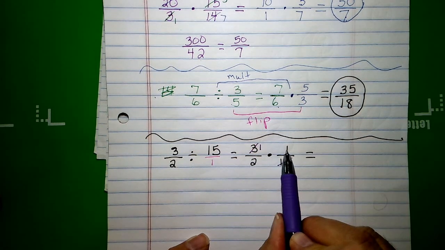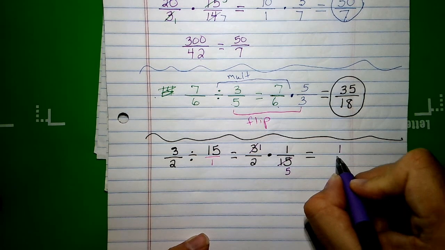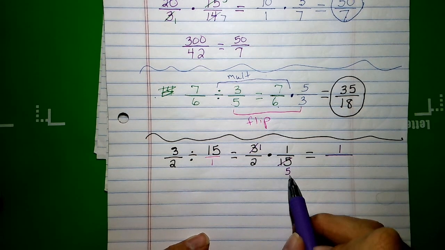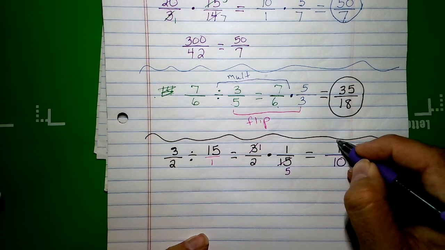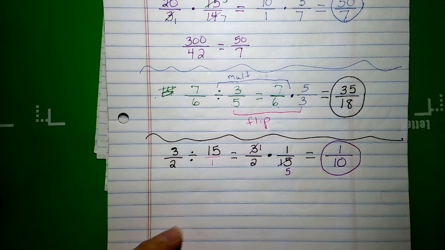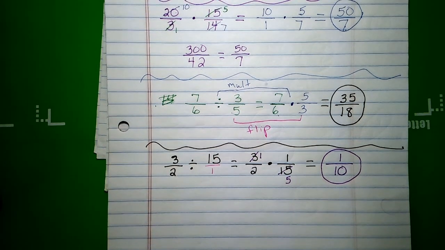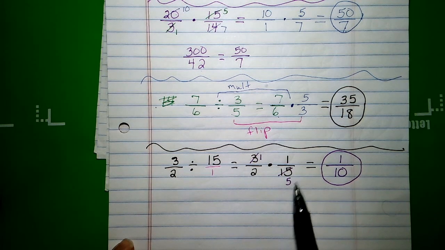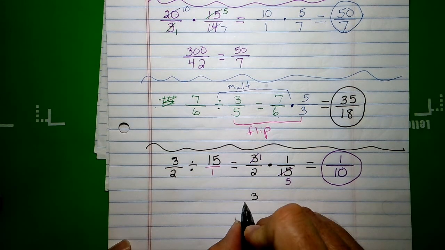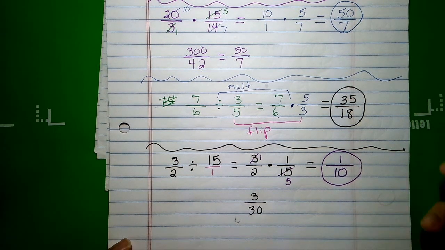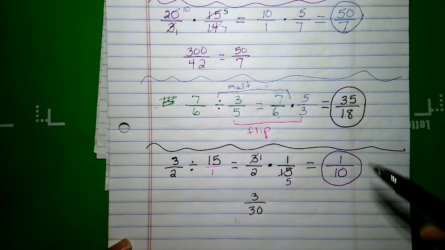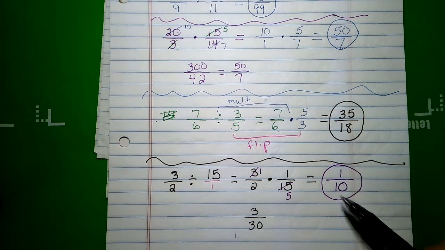Then when I multiply straight across, 1 times 1 is 1. 2 times 5 is 10. So 1 over 10 is our reduced form. Now, of course, if you just multiplied straight across, you would have gotten 3 over what? A 30? And could you have reduced that to 1 over 10? Well, sure. Divide them by 3 there, and you still get 1 over 10. Okay? But you always want your answer written in simplified form.